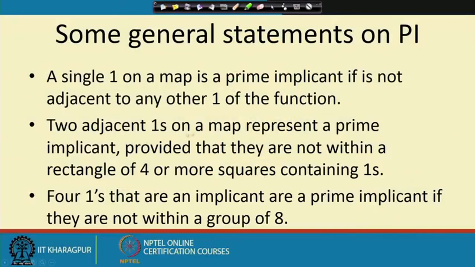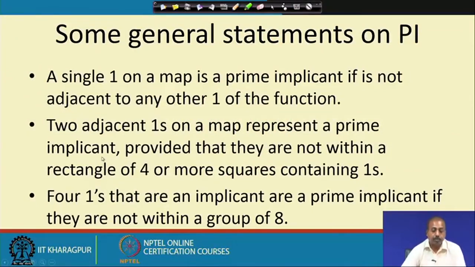So, two adjacent ones on a map represent a prime implicant, provided they are not contained within a rectangle of 4 or more squares containing ones. Similarly, 4 ones that are an implicant are a prime implicant if they are not covered within a group of 8.